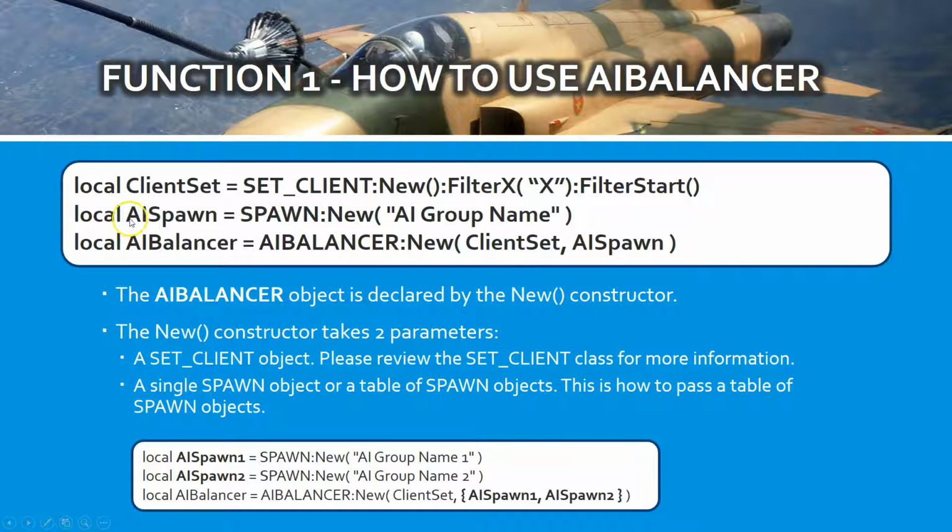Then the local AI spawn is a normal spawn object, so you can use any group name that you have defined within your mission here. So once you have the AI balancer new instantiated with a client set and a spawn object, then you have that entity, and it will not yet really start doing anything, but for the moment this is how you create the object. Just for information, as I said, you can have multiple spawn objects passed to the AI balancer, so you need to do this as a table of spawn objects here as a second parameter. Very simple.